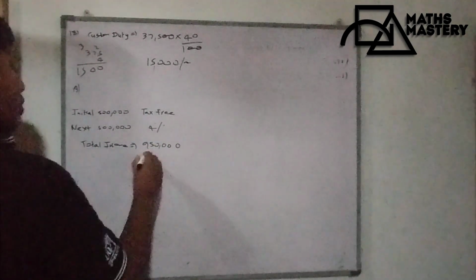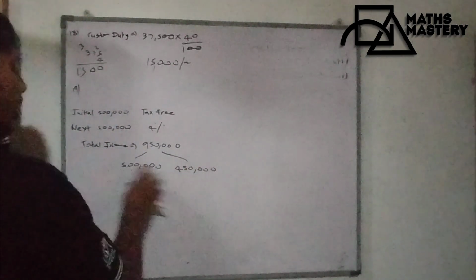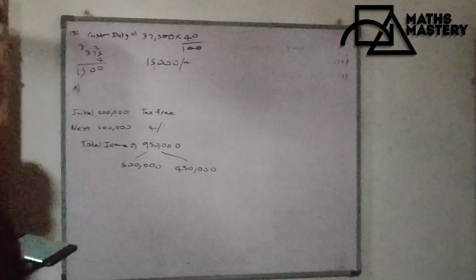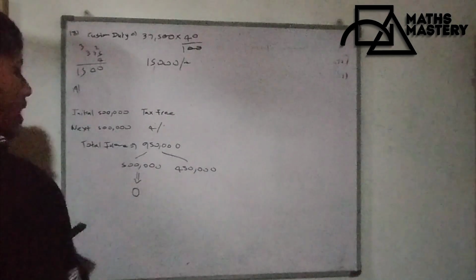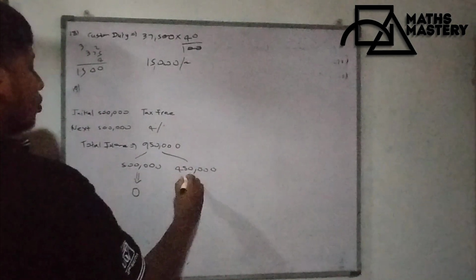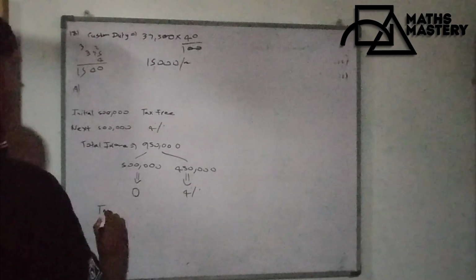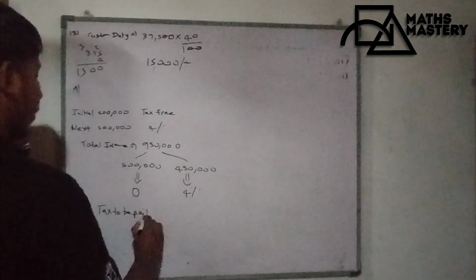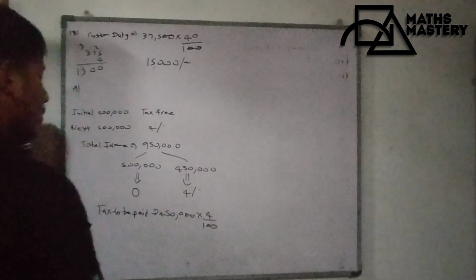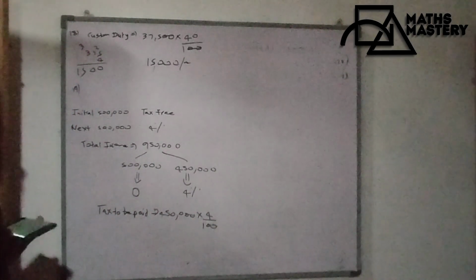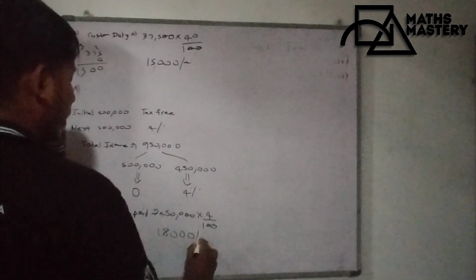Now the total income that this person is earning is 9,50,000. Now 9,50,000 can be broken into two: 500,000 and 4,50,000. Okay, 500 plus 450 you add, you get the answer 950,000. Now see, they have clearly given that the initial 500,000 is tax free, so it's 0. But for this balance 4,50,000 you should pay a tax of 4%. So the tax to be paid is 4,50,000 times 4 over 100. Two zeros cancel. 45 times 4, you'll get the answer 180, and there are two zeros remaining, so the answer is 18,000.